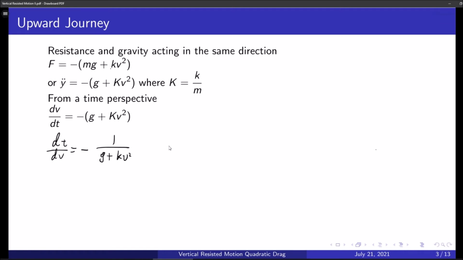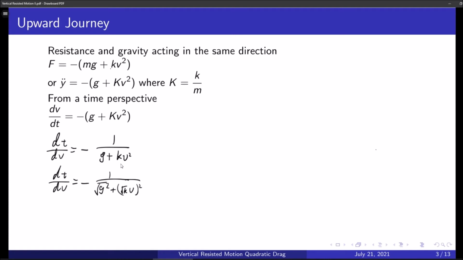Okay, so you should be able to recognize that the best way to tackle this is to integrate this into an inverse tangent function. So that's what we're going to do. We're just going to say dt over dv equals negative 1 over the square root of g squared plus root k v, everything squared.